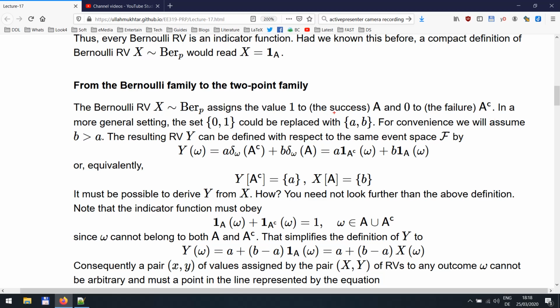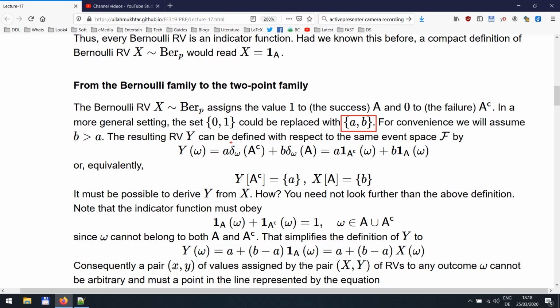So let's say we want to replace 0 and 1 with two values a and b, and to keep matters simple, we'll assume that a is smaller than b. So you want to replace 0 with a and you want to replace 1 with b, assuming that b will always be greater than a. Otherwise it is very similar to the Bernoulli random variable. It is different only in the values it is assigning to A and A complement, but values are important, so we cannot use X. So let's say we use a different symbol Y.